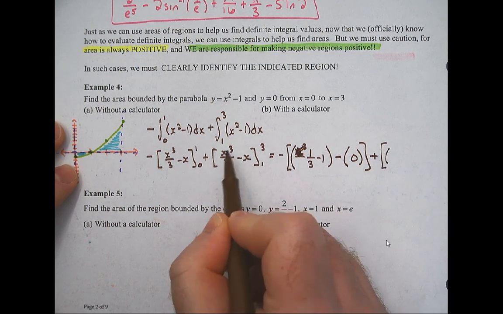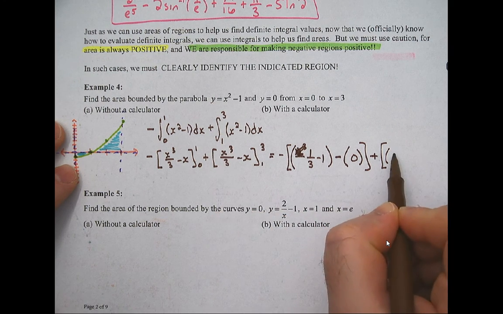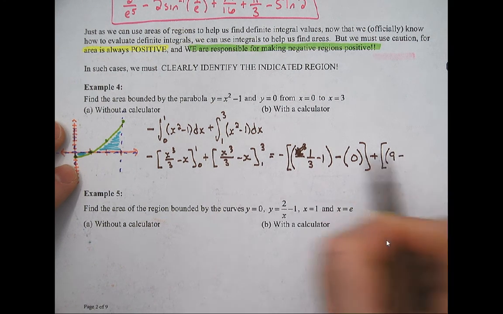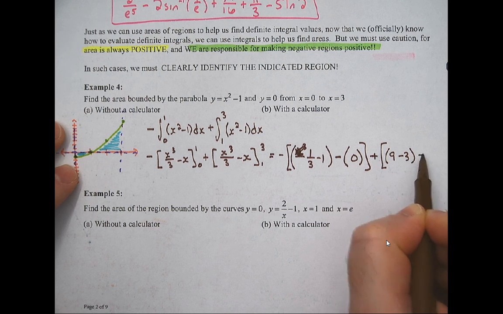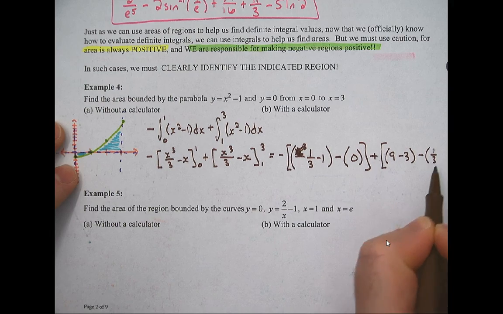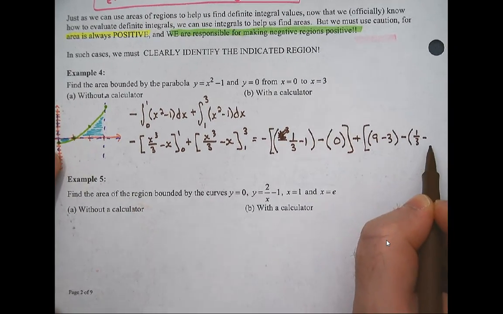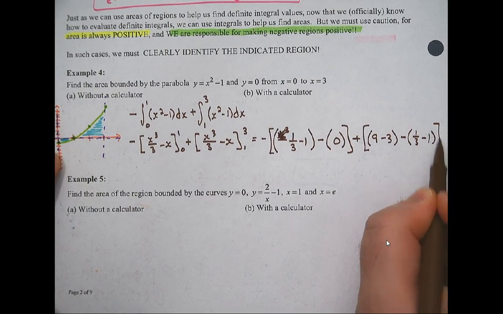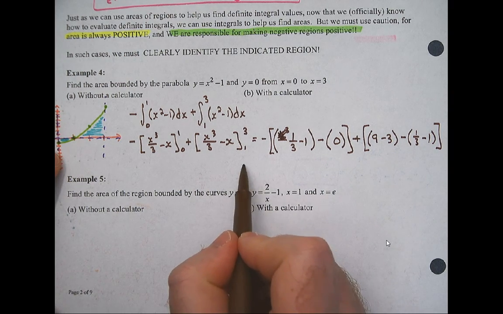Okay, so plug in 3. 3 cubed is 27, divided by 3 is 9, minus 3, minus, because I'm subtracting the second part, 1/3 minus 1. All right, let's see how we do cleaning this up.